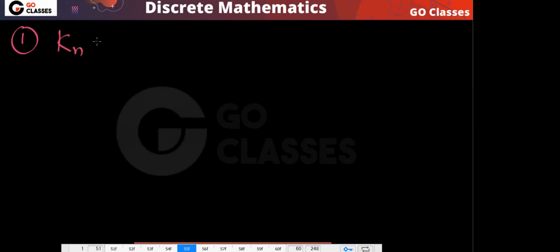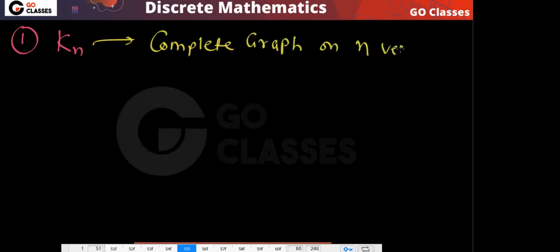Okay, so this is your complete graph on n vertices where every 2 vertices are adjacent. So there are a total of n vertices and every 2 vertices are adjacent. So how many colors? What is the chromatic number? What do you think? Minimum how many colors do you need? What is the chromatic number of Kn?